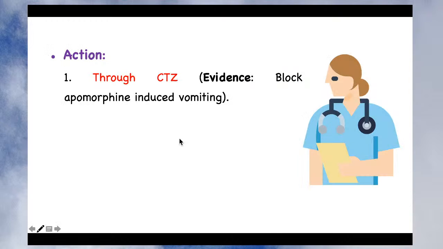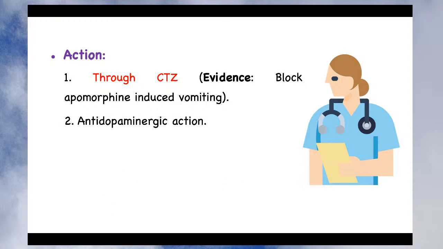So we have seen their use. Let's see what their action is and how it works. Remember that the phenothiazine works through the chemoreceptor triggering zone, and the evidence is that it blocks apomorphine-induced vomiting. We have seen the first two categories, anticholinergic and antihistaminic drugs, don't block apomorphine-induced vomiting. So if vomiting induced by apomorphine is blocked by chlorpromazine, that indicates that their action is through the chemoreceptor triggering zone. It means it blocks the chemoreceptor triggering zone.